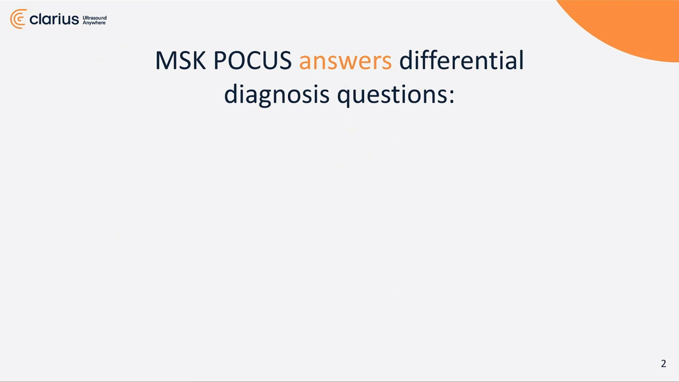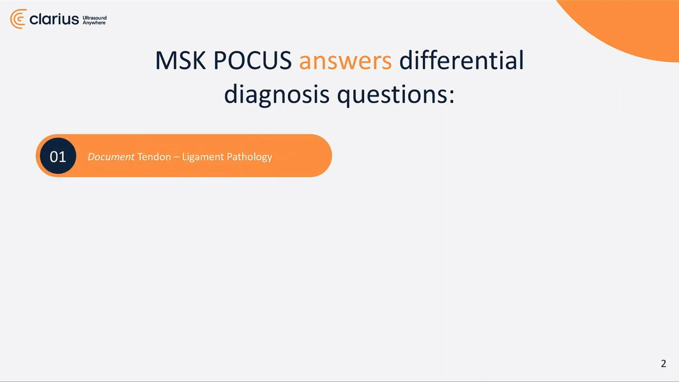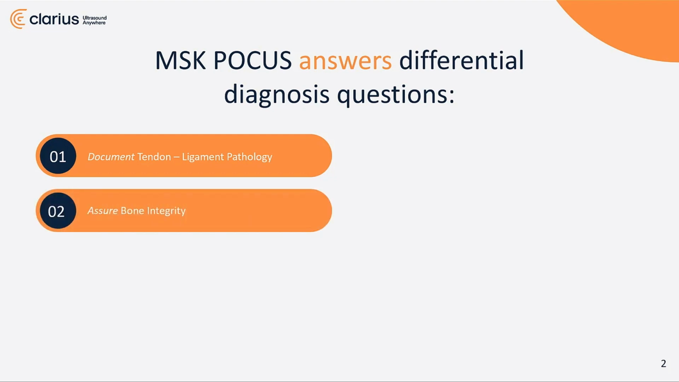There are 8 different areas that I would like to focus the value of ultrasound imaging on. One is the question of, is it involving the tendon and ligament support structures? Are there lesions to that complex? 2, is the bone support sound? Do we have fractures? Is there any issues that we should be aware of?